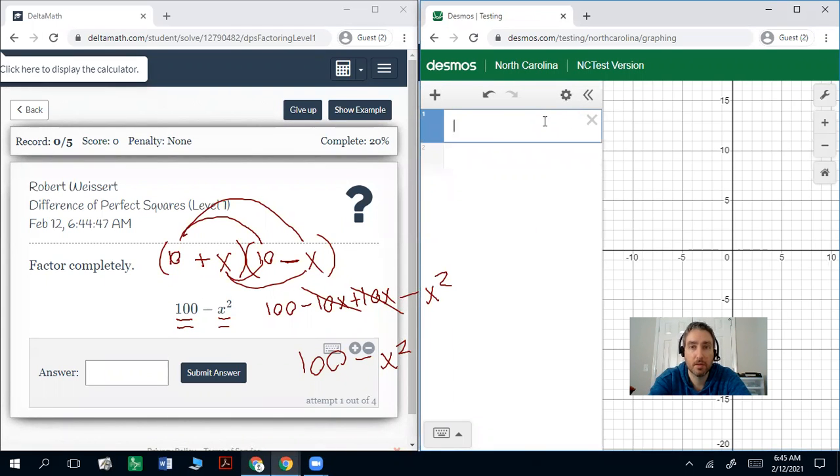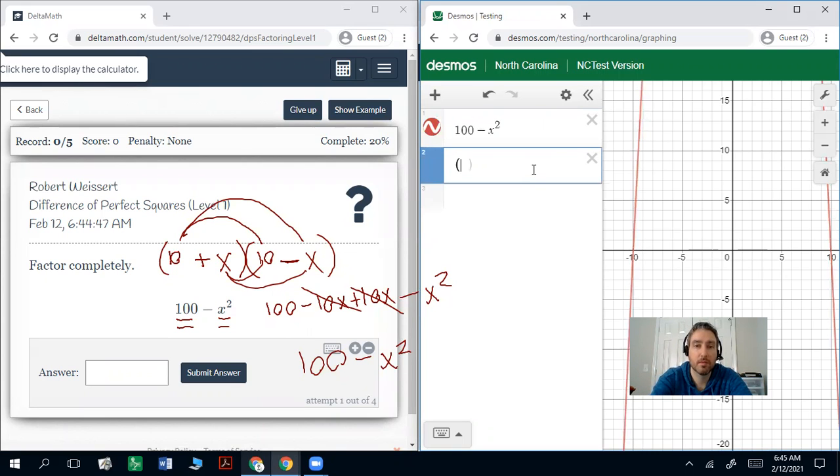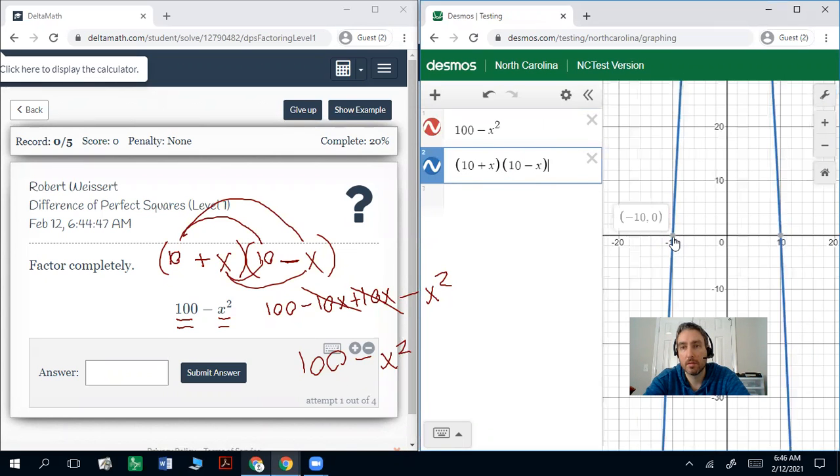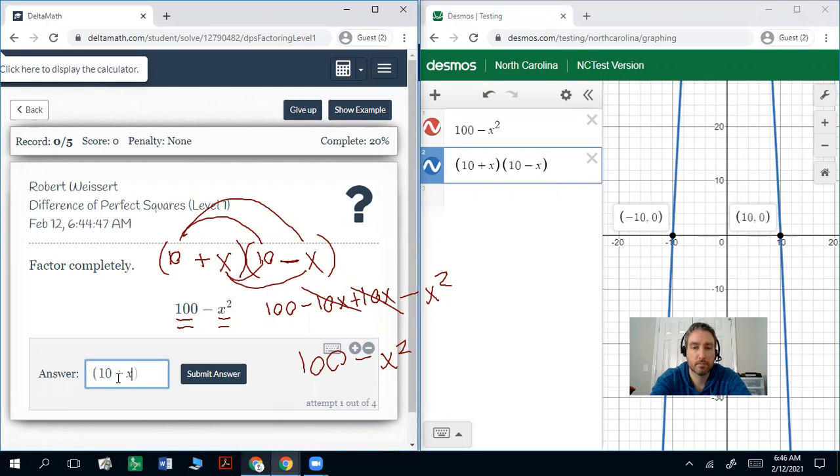You just do 100 minus x squared, and then you would do 10 plus x and 10 minus x. There you go. So one's got a plus, one's got a minus.